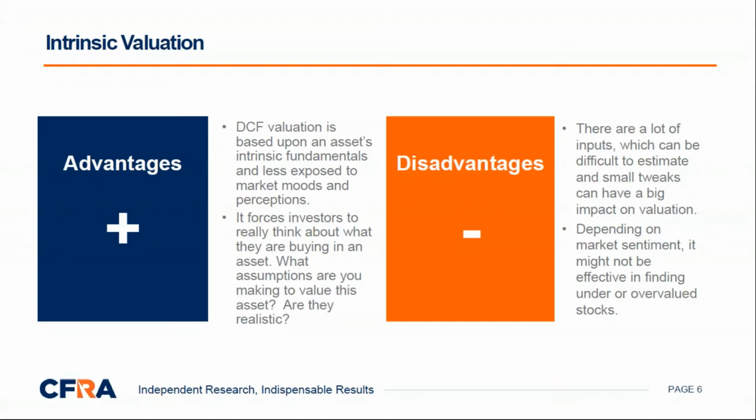Disadvantages? Well, one, as illustrated by our Acme Corporation example, there are a lot of inputs. These inputs can be difficult to estimate, and small tweaks in these inputs can have a big impact on valuation. And number two, in addition to that, depending on market sentiment, it might not be effective in finding under or overvalued stocks, as it doesn't look at relative valuations of competitors.